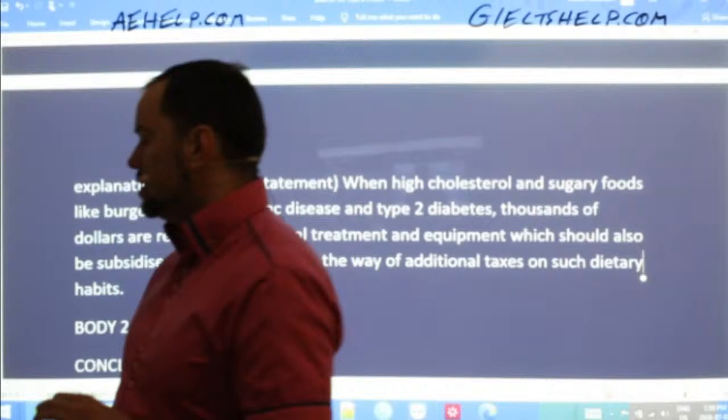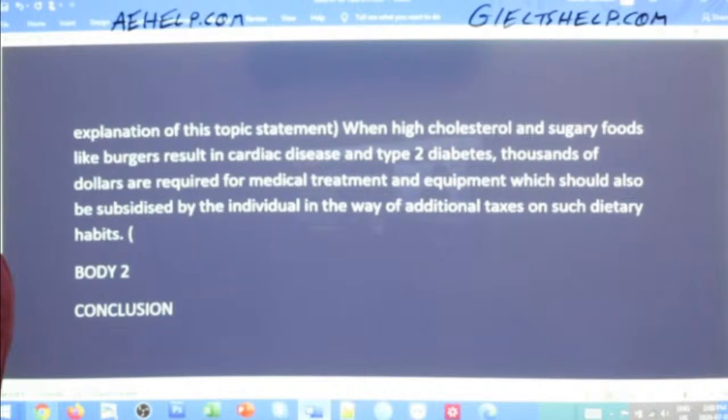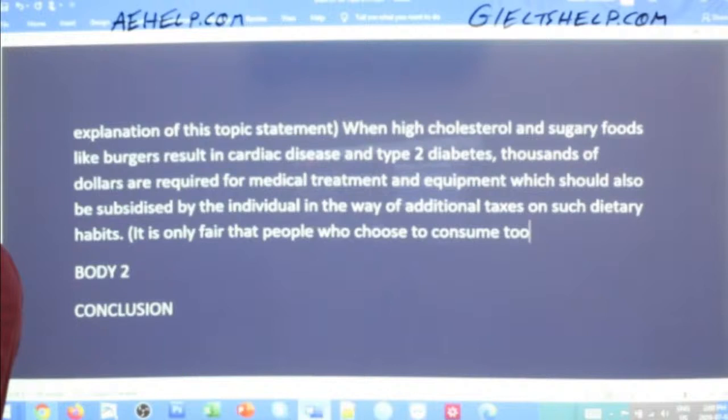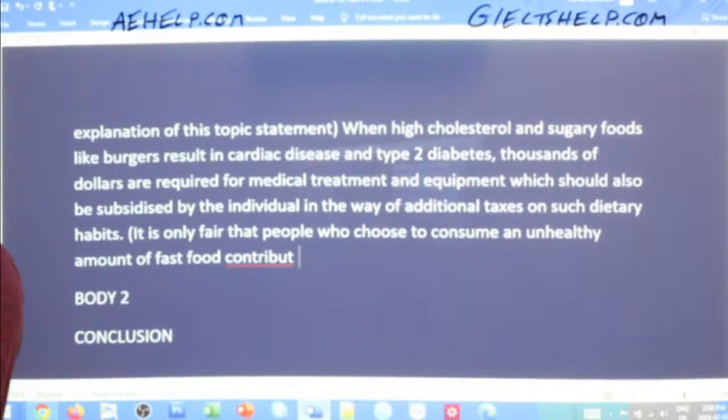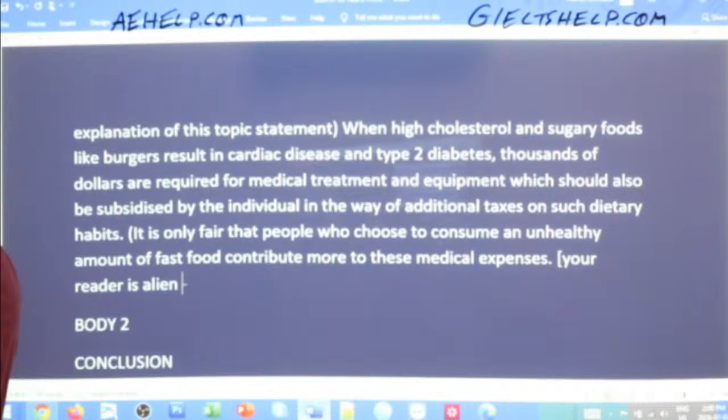Okay, so this is where a lot of students, I'm just going to write that here in parentheses, Abhishek. So it is only fair that people who choose to consume an unhealthy amount of fast food contribute more to these medical expenses. Okay. Students, remember what I keep telling you, that your reader is an alien. That means you must clearly spell out your ideas and emphasize your connections.